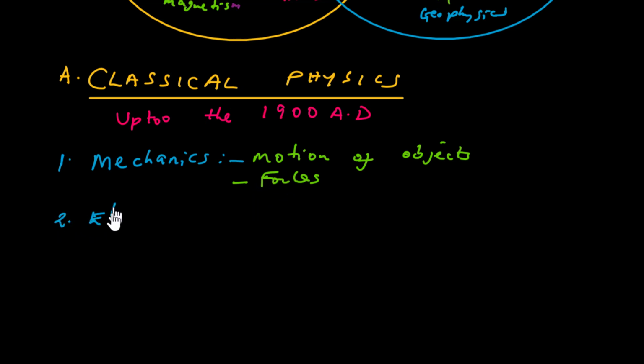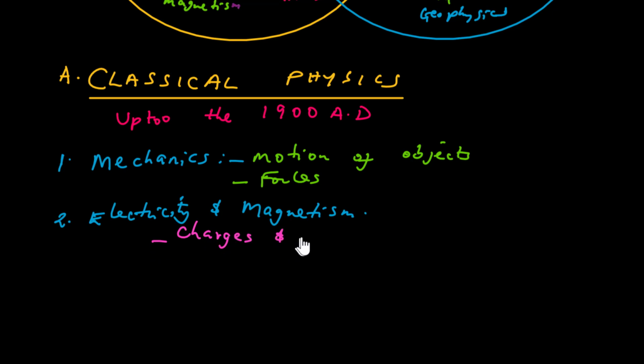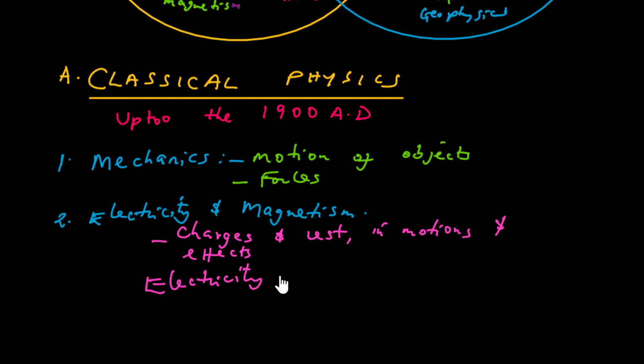The second branch of physics under classical physics is electricity and magnetism, sometimes called electromagnetism. This branch is about the study of charges at rest and in motion, their effects and their relationship with magnetism. So this branch talks about how electricity can be used to generate or create a magnet, and also how magnetic fields can be applied to create electricity.